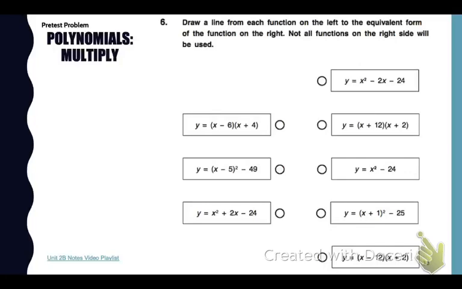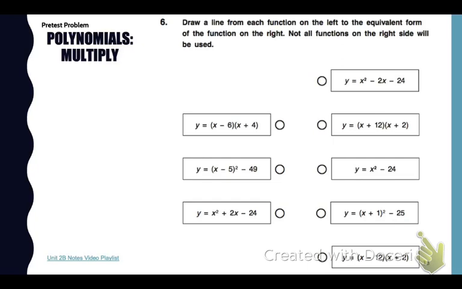Algebra 2 EOC review. This is part 2 of the review on radicals, rational exponents, and polynomials. In your notes packet, we are looking at page 10, and now we're going to go to the pretest packet and work number 6.